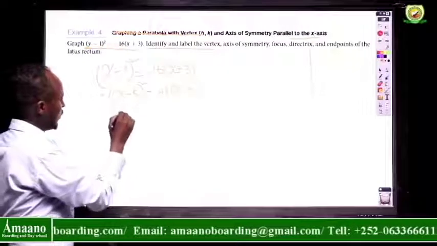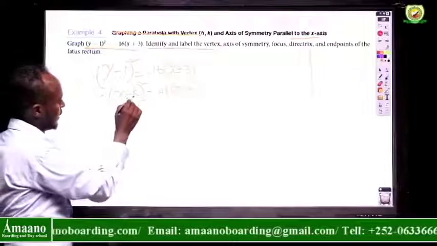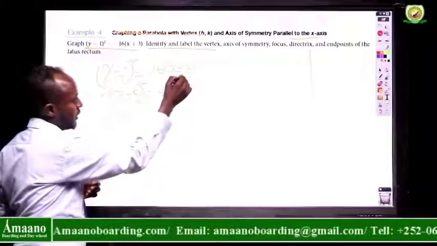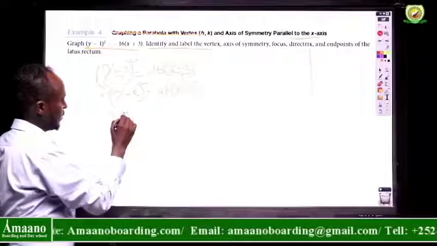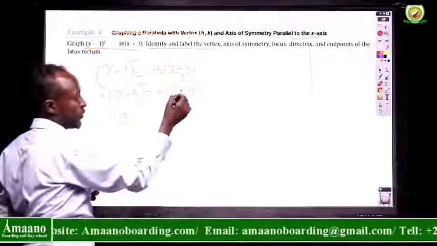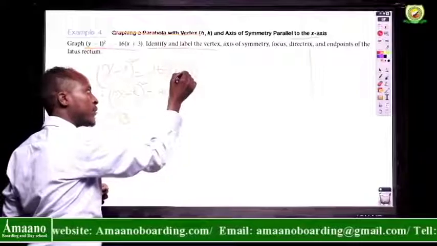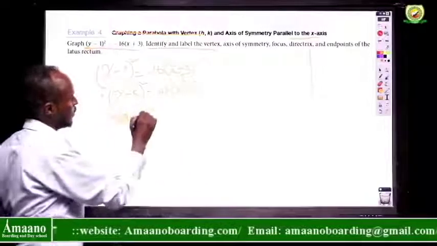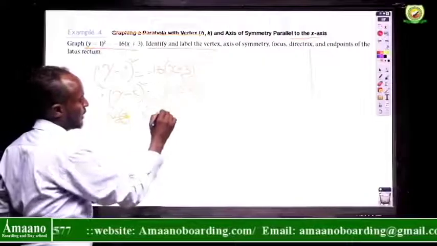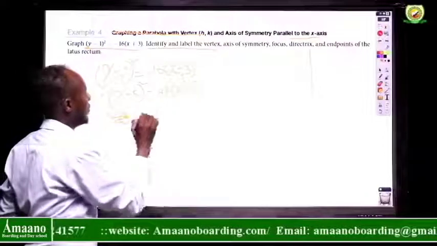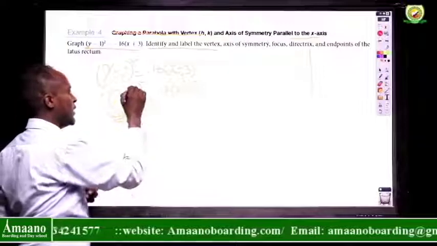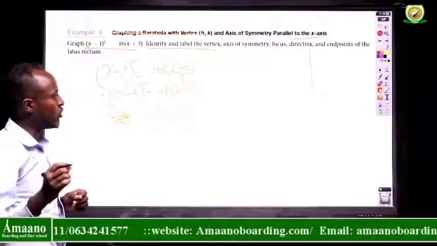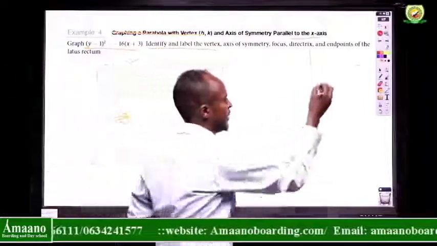What are the coordinates of the vertex? First we'll write h. h is minus 3, because the standard equation has a minus, therefore if we have a positive 3 here, it means it was negative. Therefore the vertex coordinates are minus 3, and k is 1. That is the vertex: minus 3, 1.